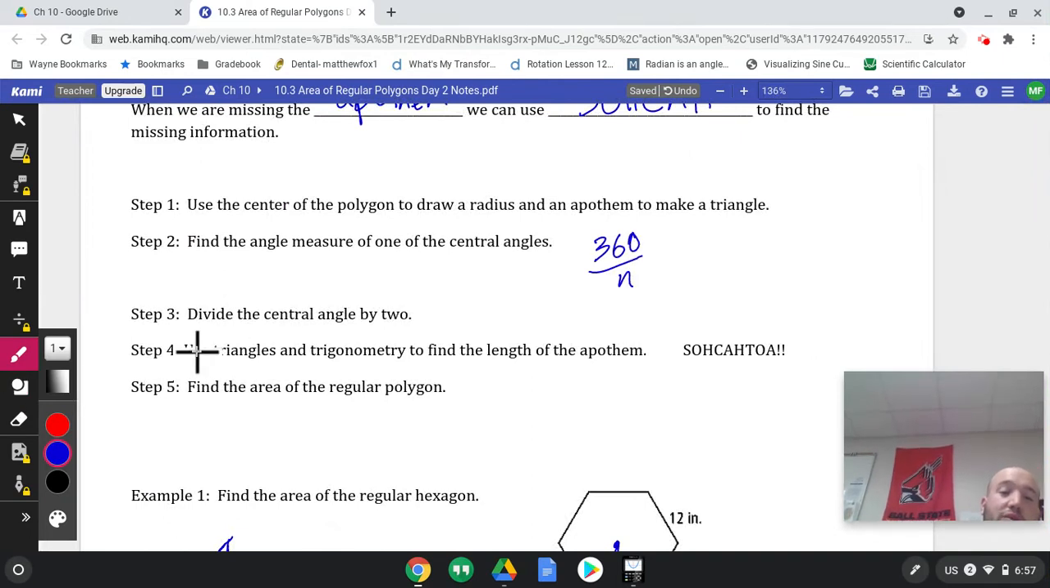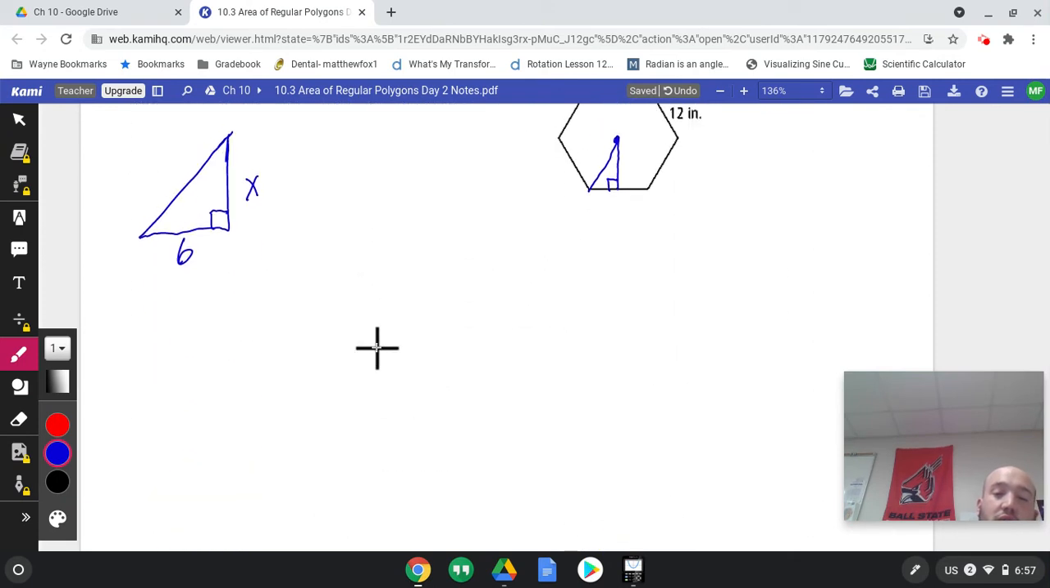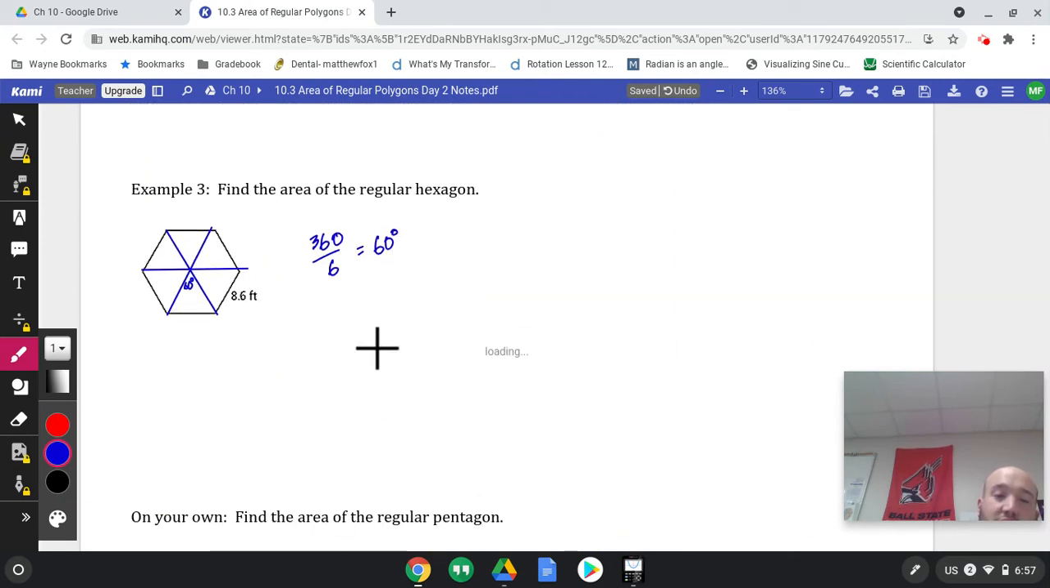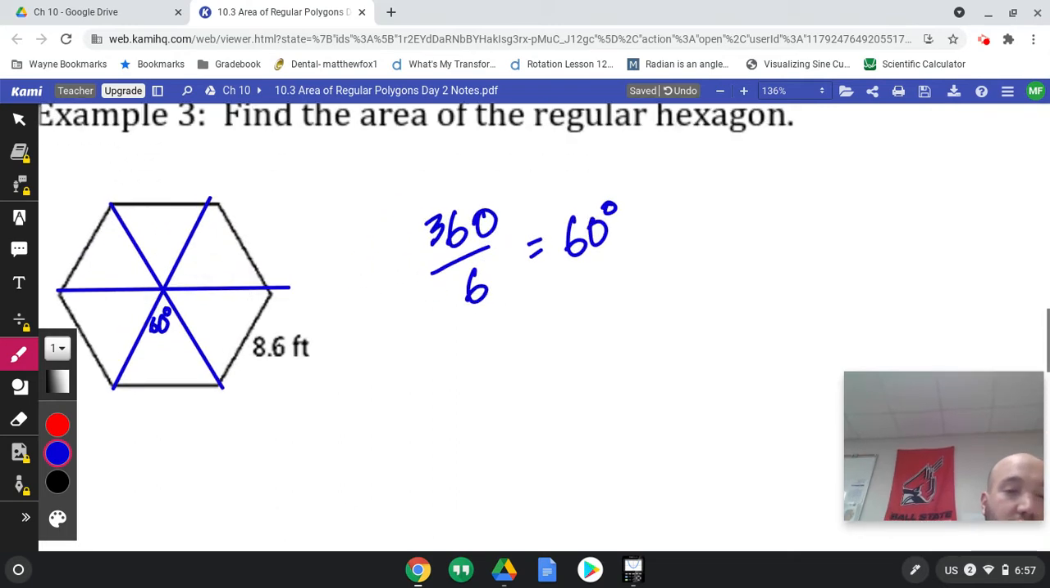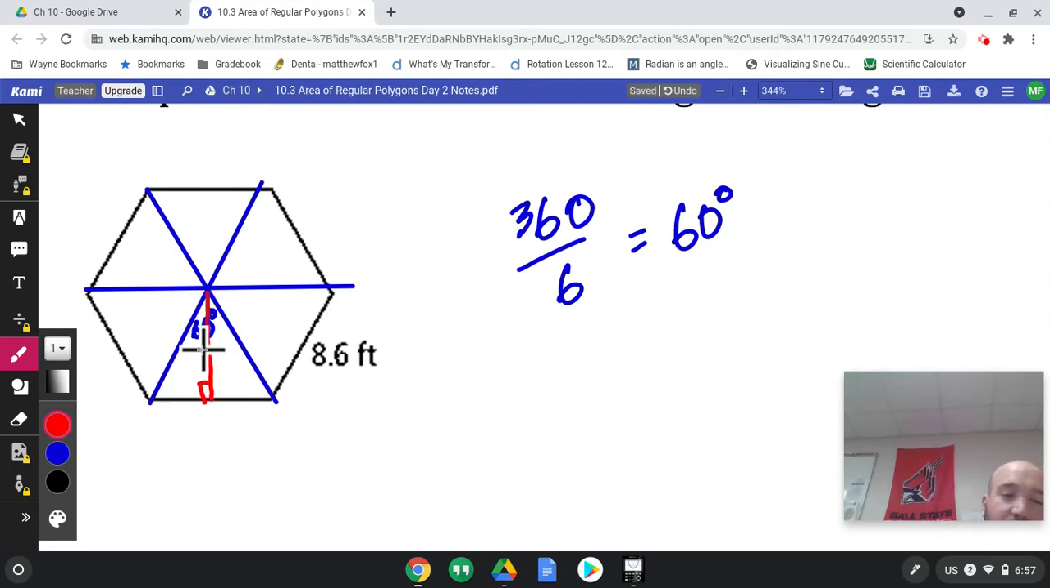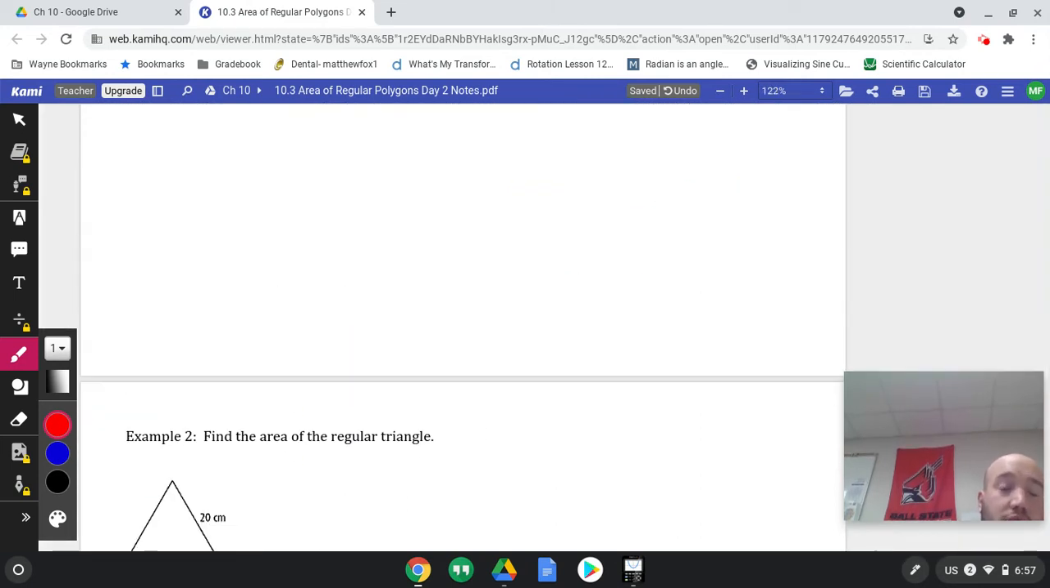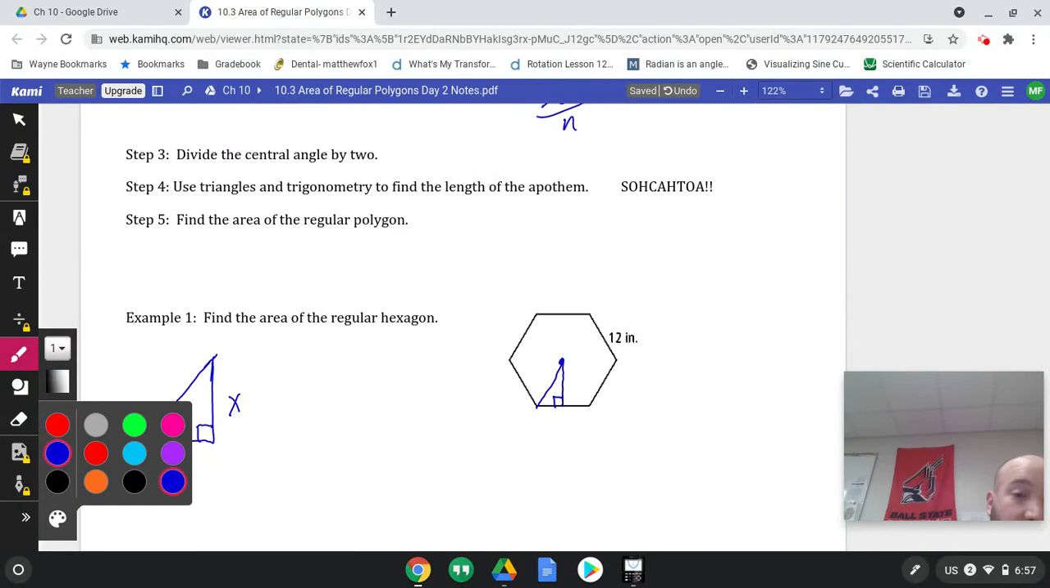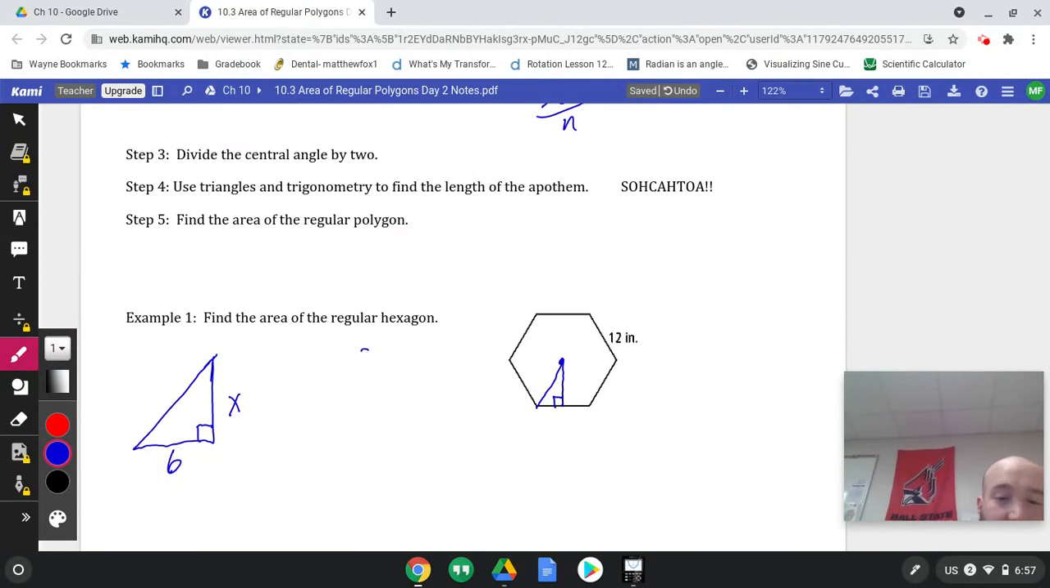Now notice, step 3, we have to divide that central angle by 2. The central angle here is 60, but the triangle we formed when we drew our apothem is only half of that. So 60 divided by 2 gives us 30. So once again, to get that we took 360 divided by the number of sides, which was 6 sides. That gave us 60. Now we take that 60 divided by 2, and that tells us 30 degrees.